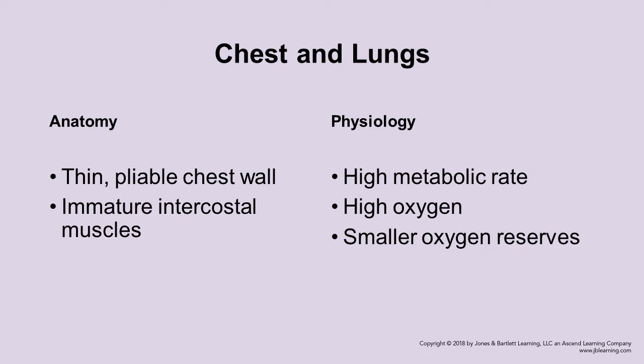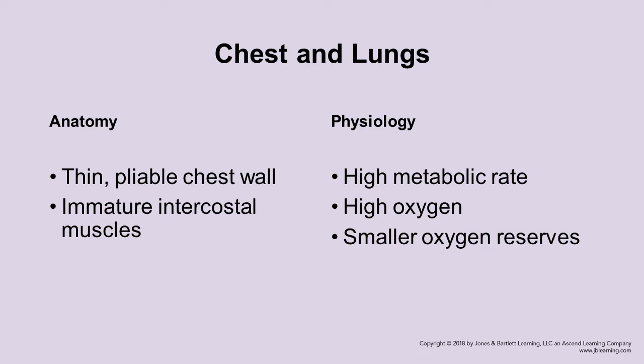Additionally, children have a different physiology versus adults. So they have a higher metabolic rate, that is, they need higher rates of energy to perform the bodily functions required to sustain life, and they have a higher oxygen requirement per kilogram of body weight. This is compounded by the fact that children have smaller oxygen reserves in their lung volumes.